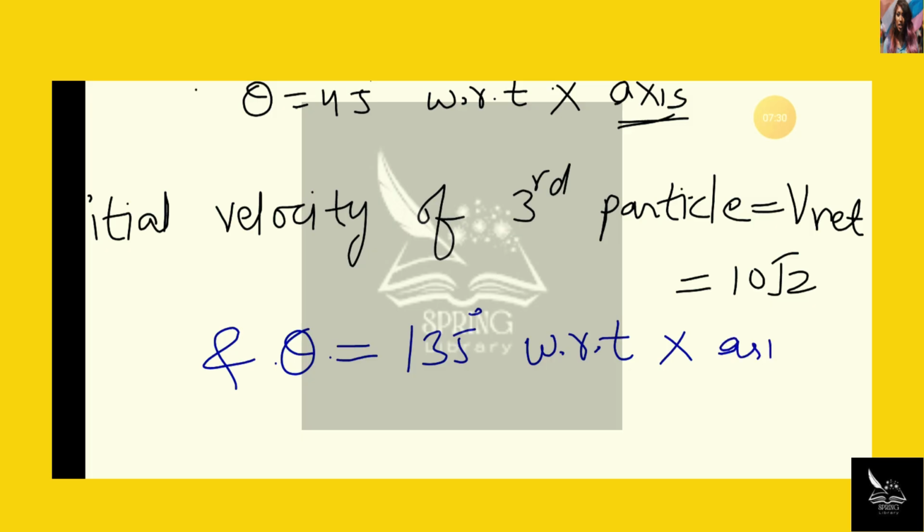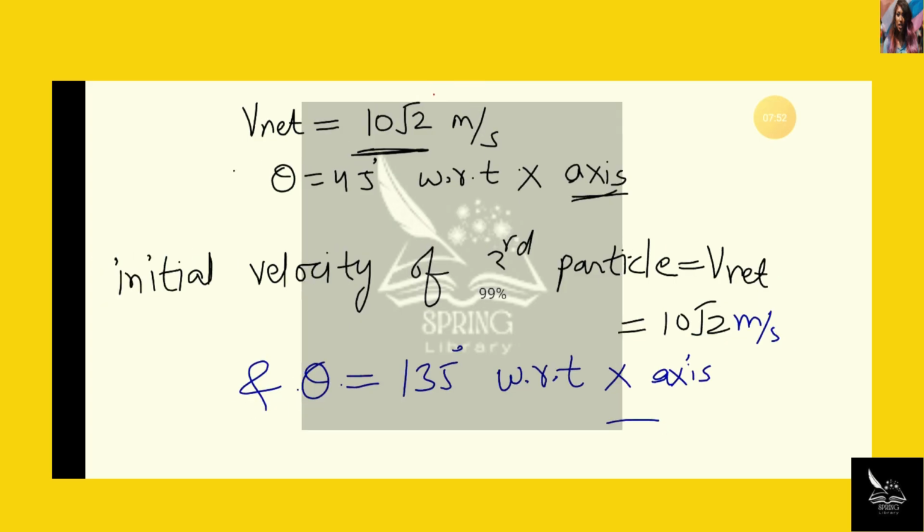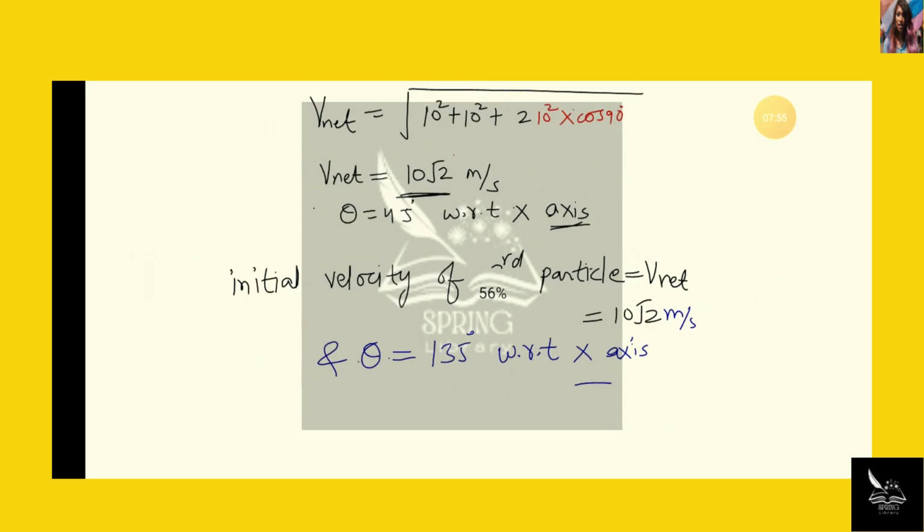So here I have got the answer to the given question. The initial velocity of the third particle will be 10 square root of 2 meter per second, and this particle makes an angle of 135 degrees with respect to the x axis. This is the answer, and I have solved the question completely.